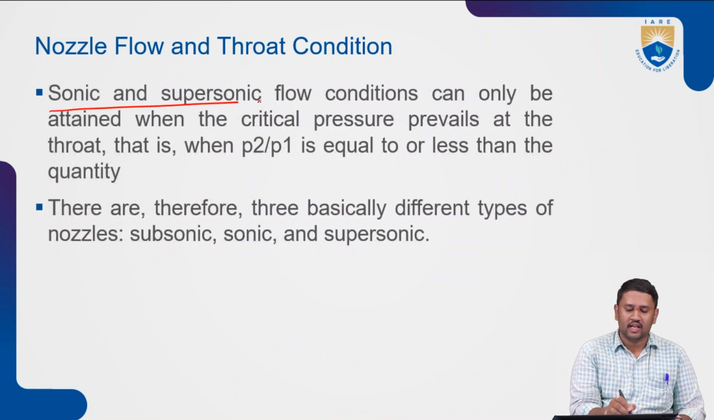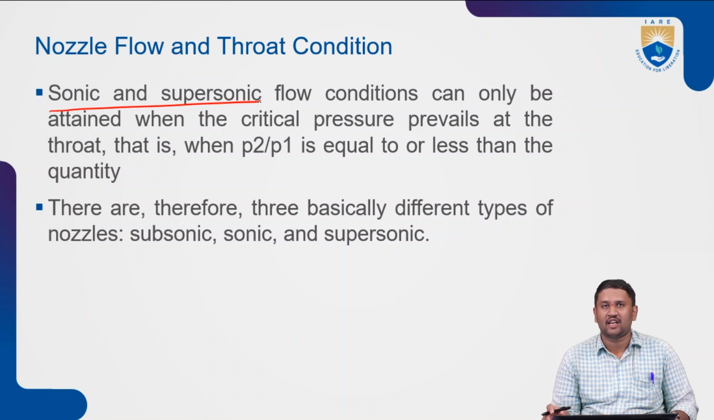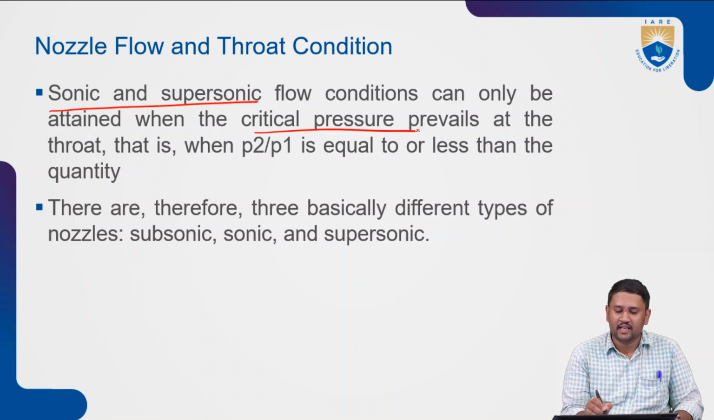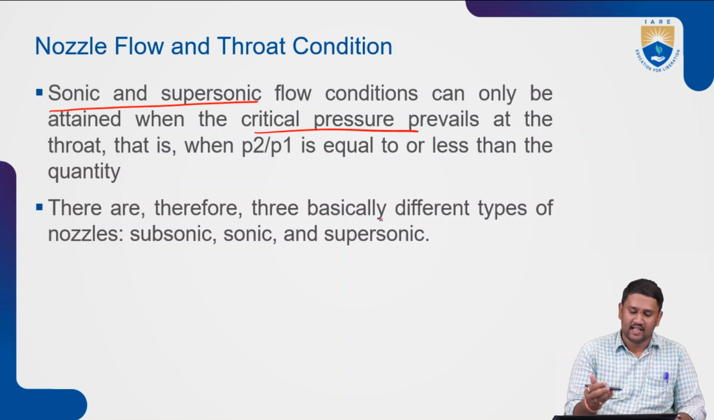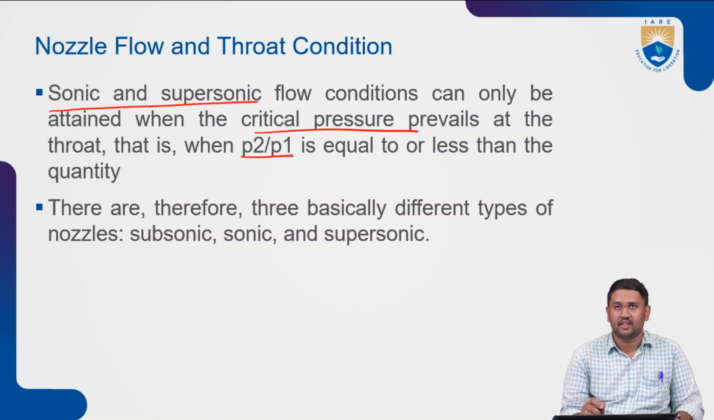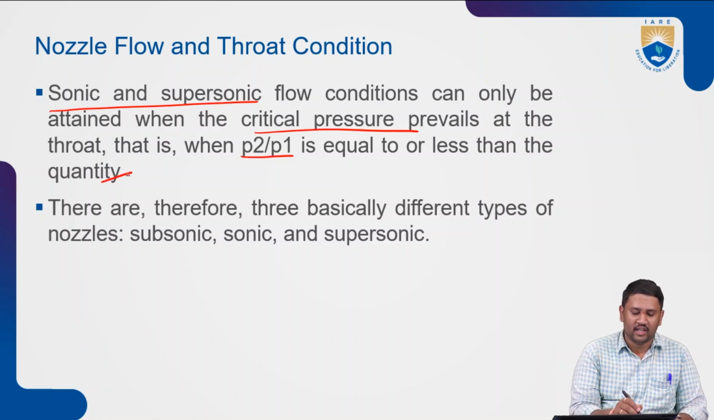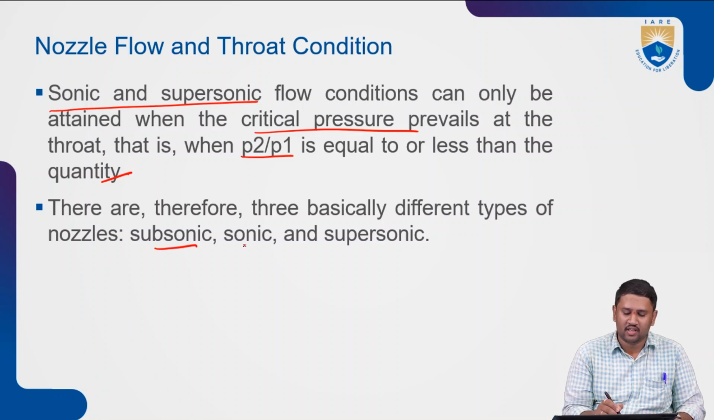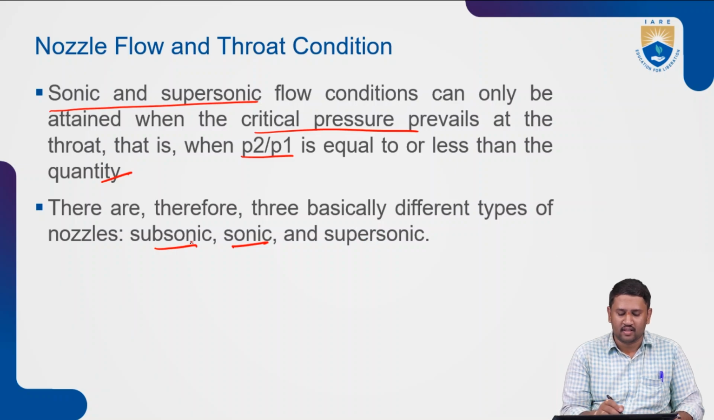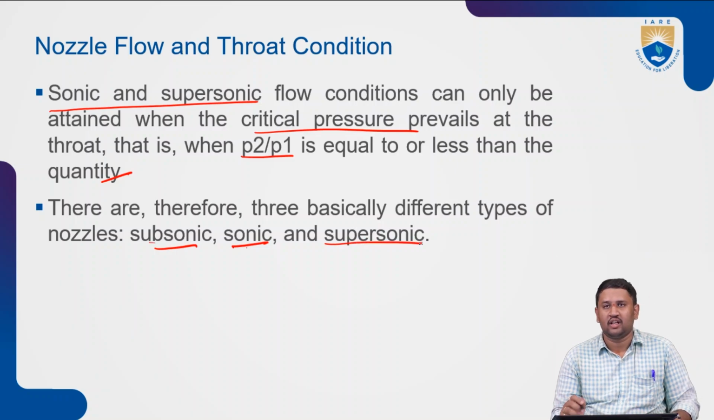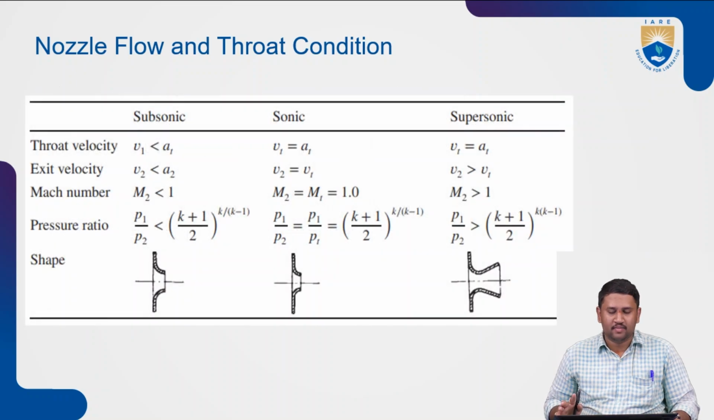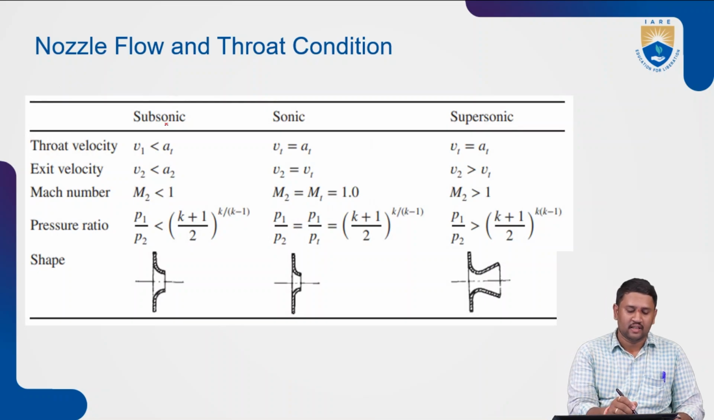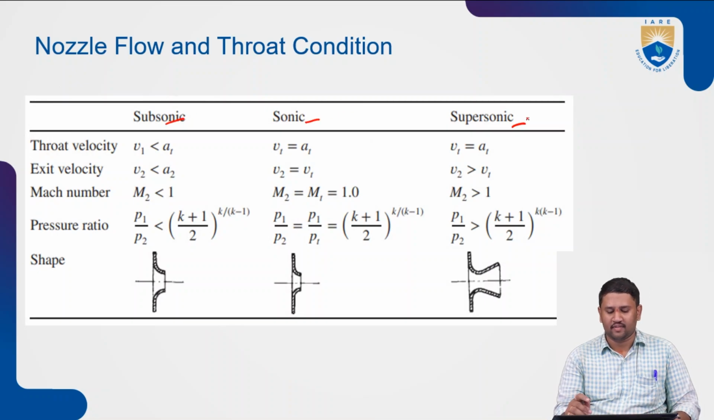Now, sonic and supersonic flow conditions can only be attained when the critical pressure prevails at the throat and the pressure ratio is equal to or less than the critical quantity. Therefore there are basically three types of nozzles: subsonic, sonic as well as supersonic. A small comparison between these three. Let us understand.